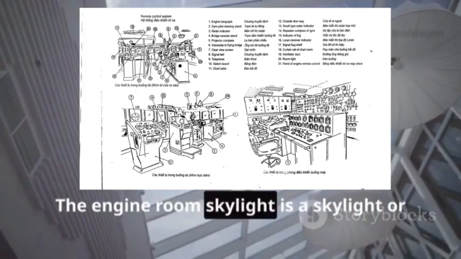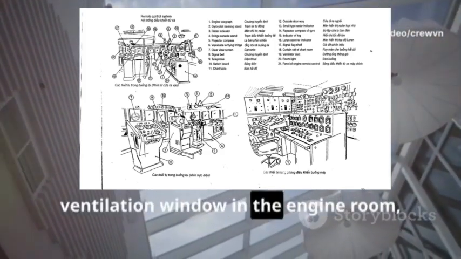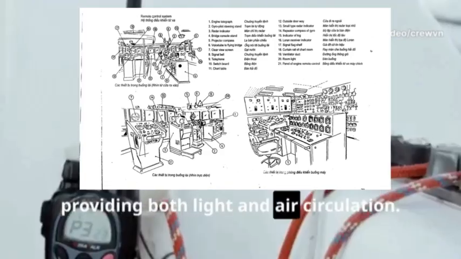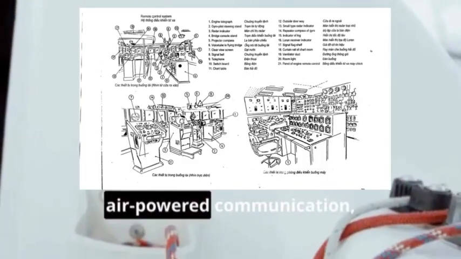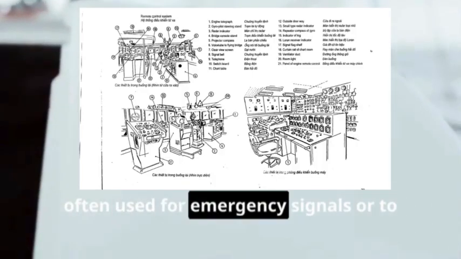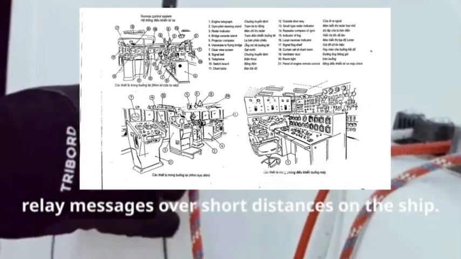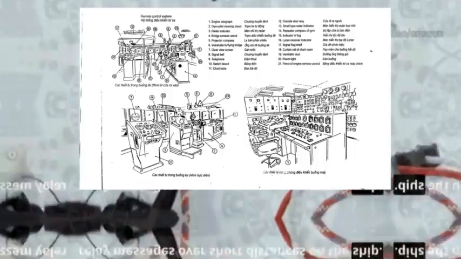The engine room skylight is a skylight or ventilation window in the engine room, providing both light and air circulation. And the air telephone is another form of air-powered communication, often used for emergency signals or to relay messages over short distances on the ship.